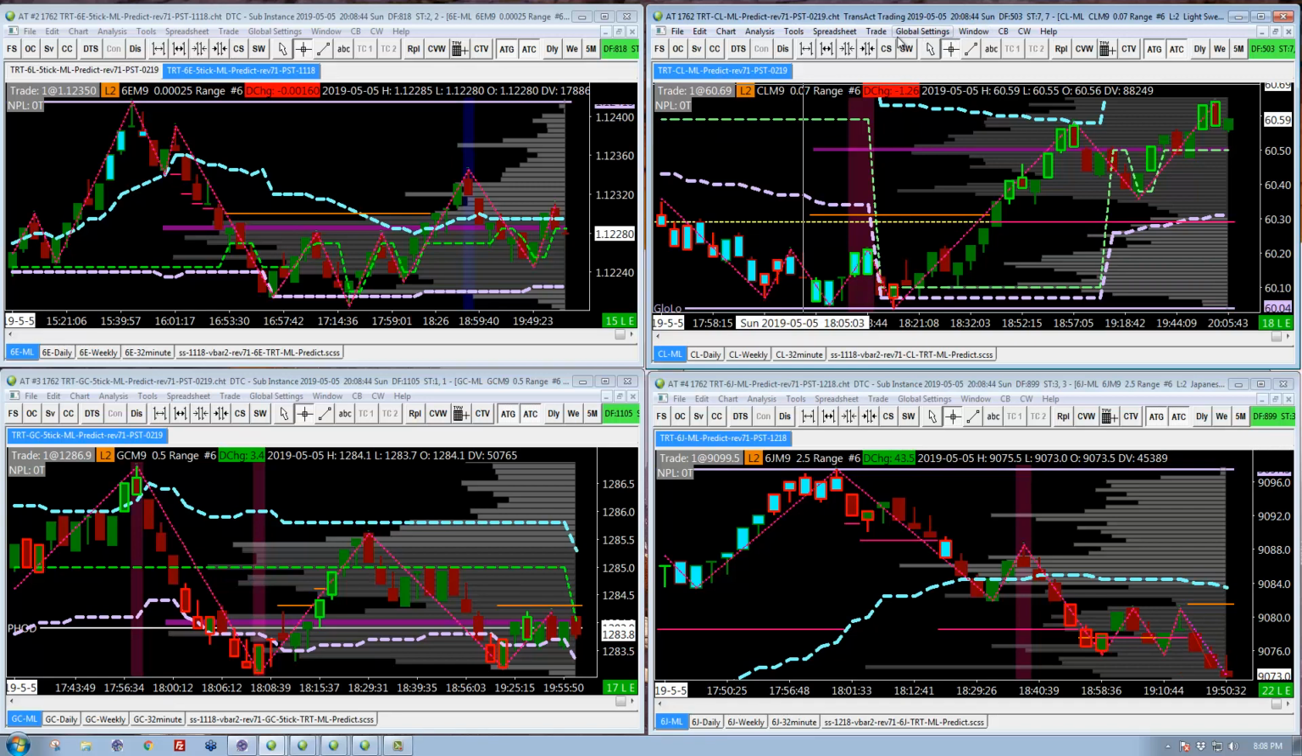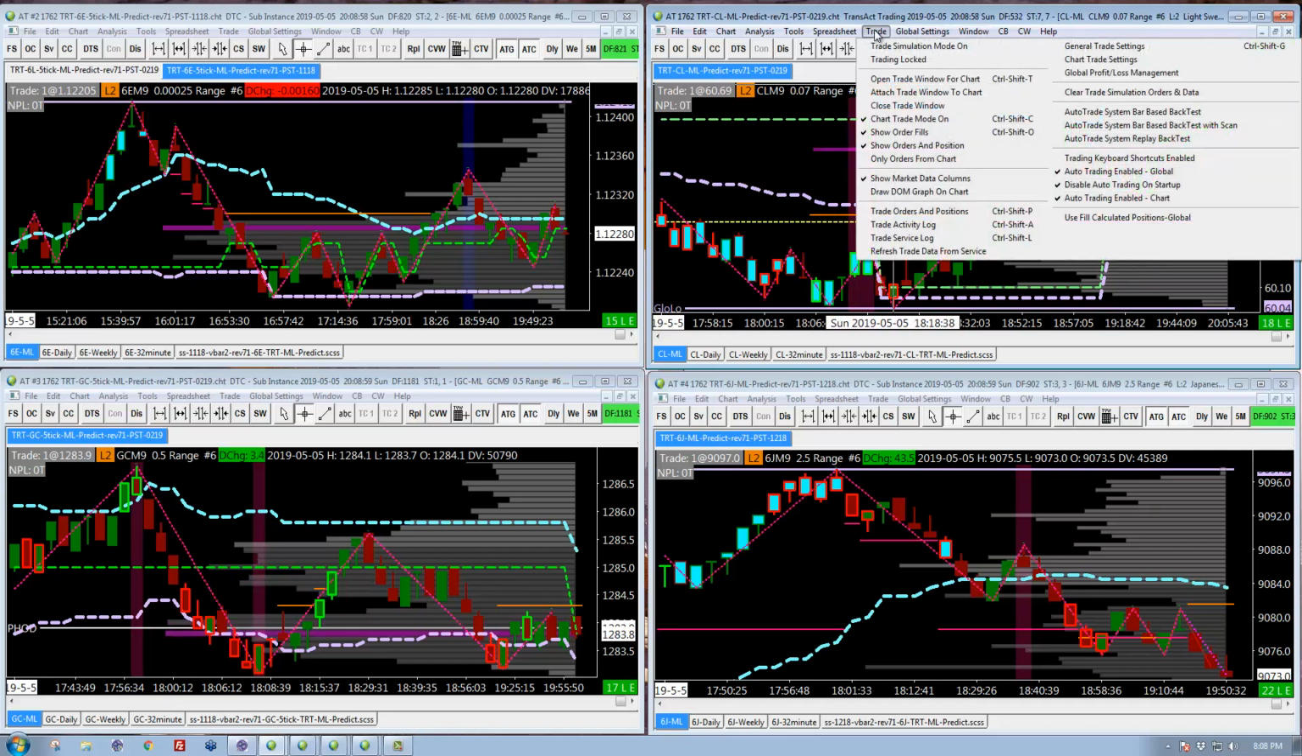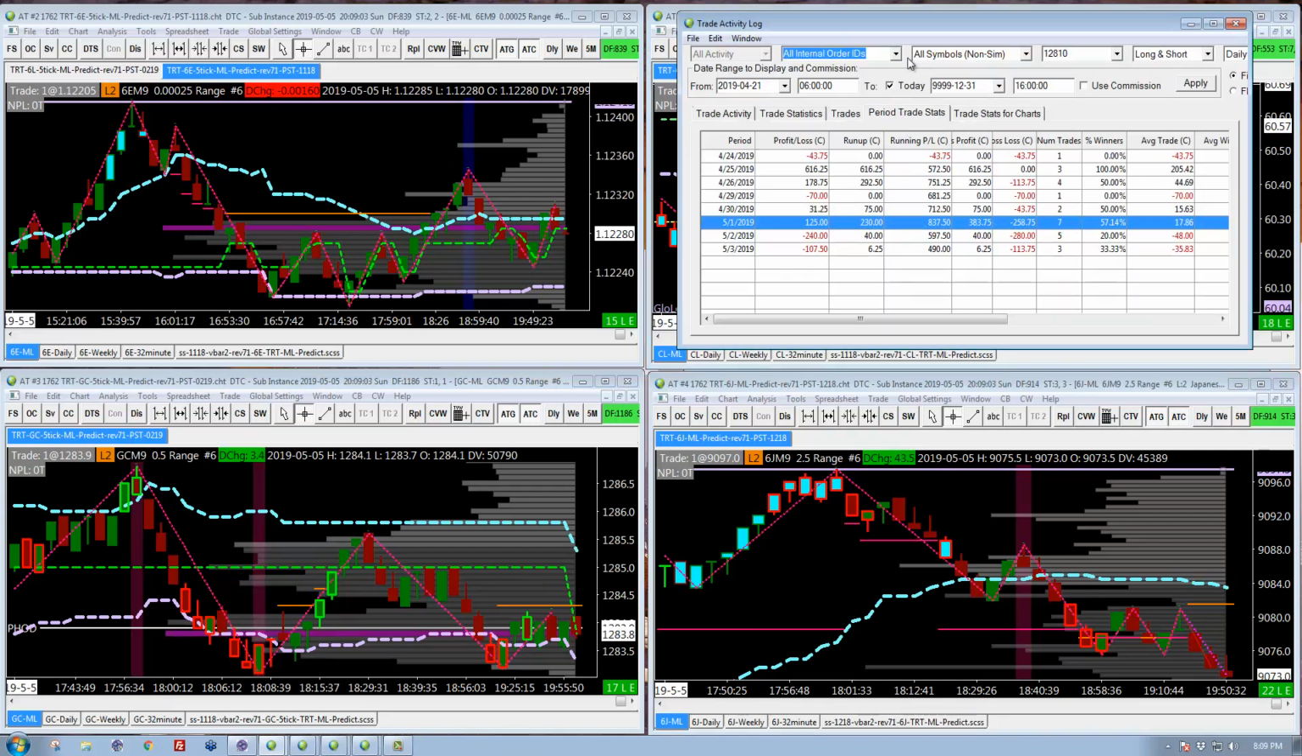Actually, what we want to do here first is look at the last 2 weeks, because that's when we started the method we're using here to target fewer trades, but still give us opportunity to take advantage of the moves in the market. So trade activity log, all orders, all symbols non-sim since 2 weeks ago.